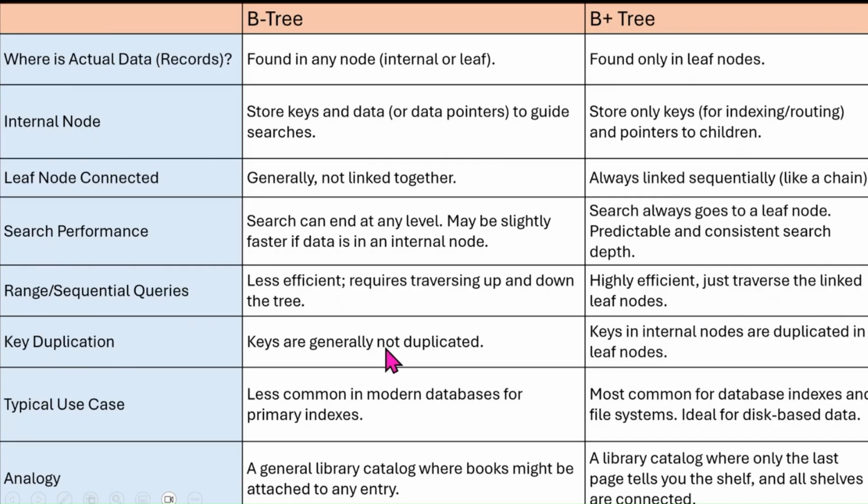Key duplication: in a B tree, keys are not duplicated. In a B plus tree, keys are duplicated because when we split, we are just copying the keys up. Because of the benefits of the B plus tree, and since it is just the updated version of the B tree, B plus trees are most commonly used in database indexes.